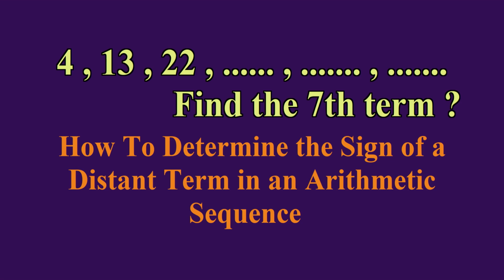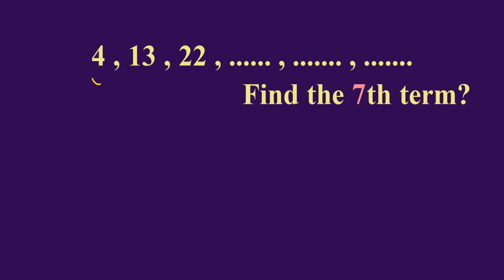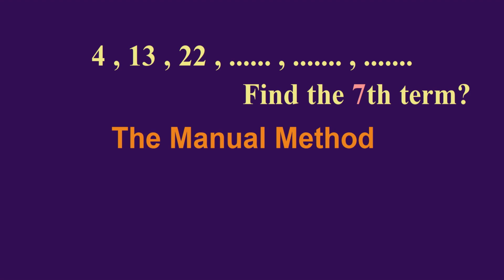In this full video, we have this sequence 4, 13, 22, and our goal is to get the 7th term. Today I am showing you two methods to solve this problem. The first method is called the manual method. This method is perfect for short arithmetic sequences.